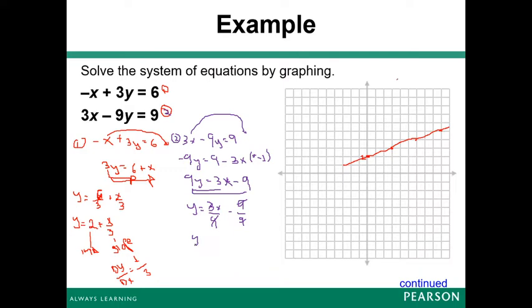So y equals 1 over 3 x minus 1. Excellent, very good. Now look at that, we have this slope, and we have, in this case, the intercept with the y-axis.